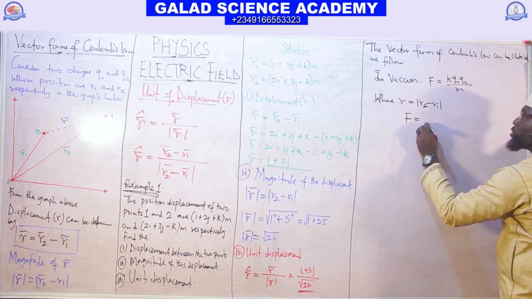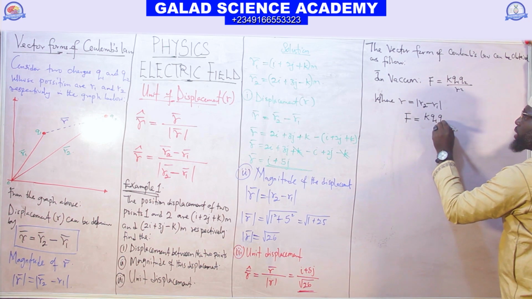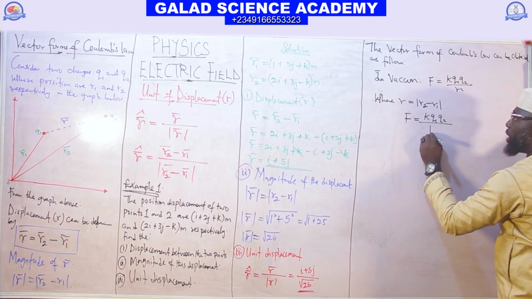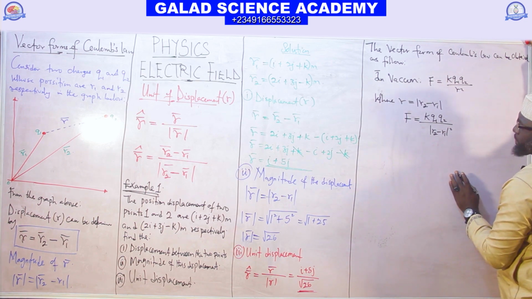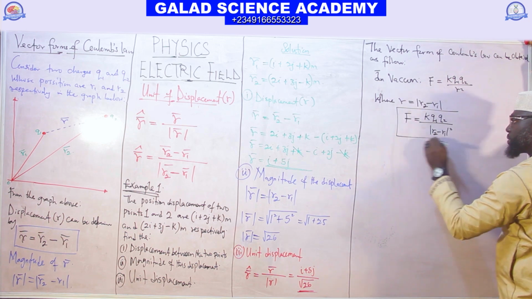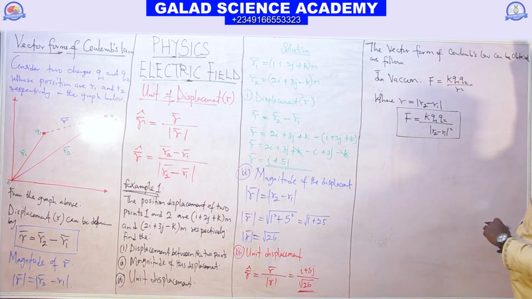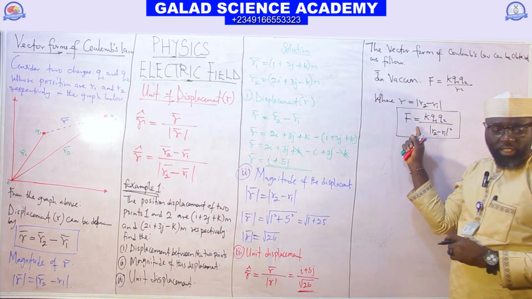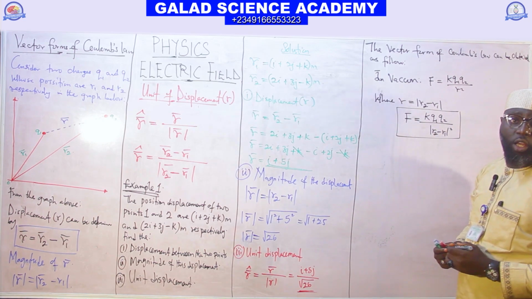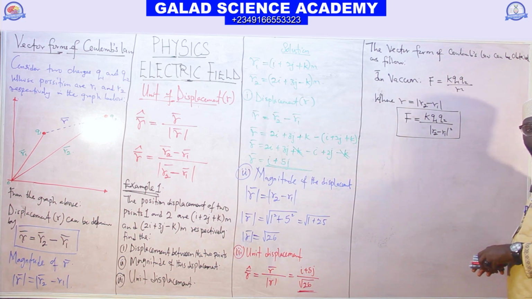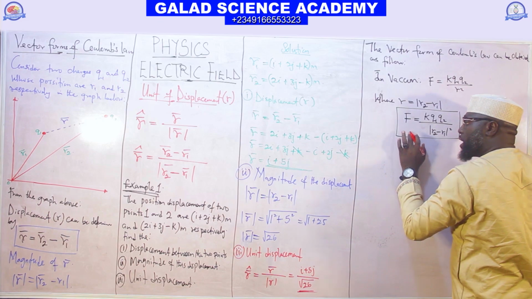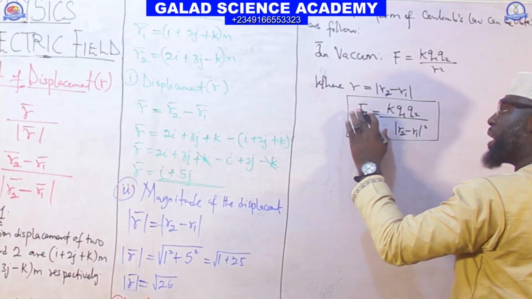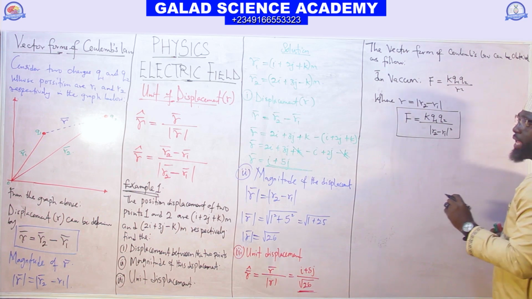We can now have F to be kQ1Q2 over the magnitude of displacement squared. This is the magnitude of electric charge in Coulomb's law. But this is the magnitude of force.